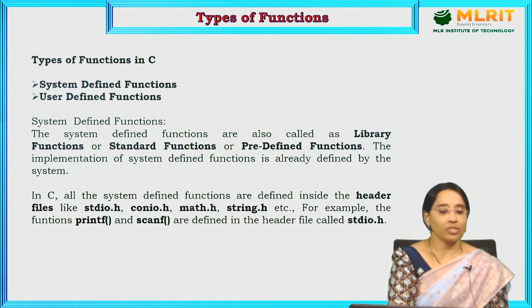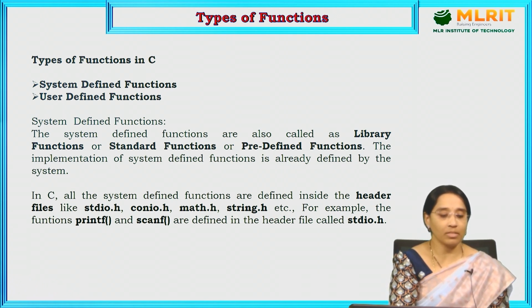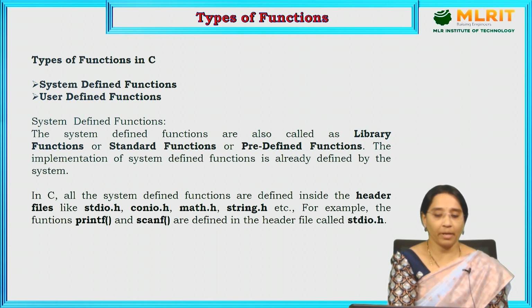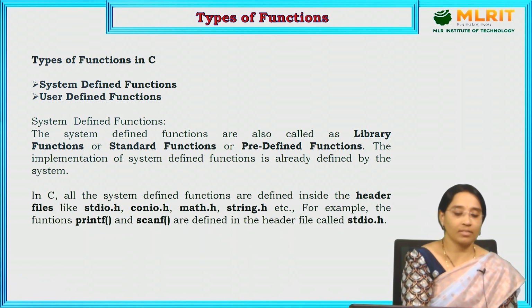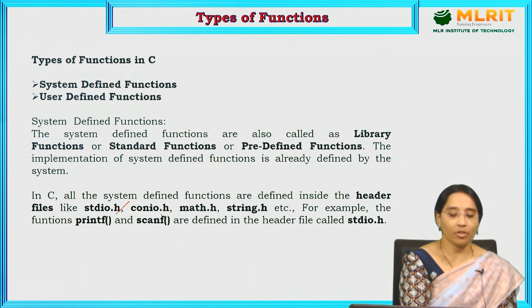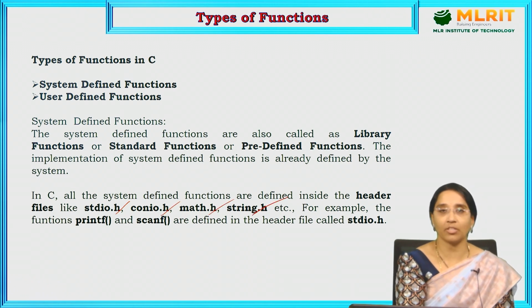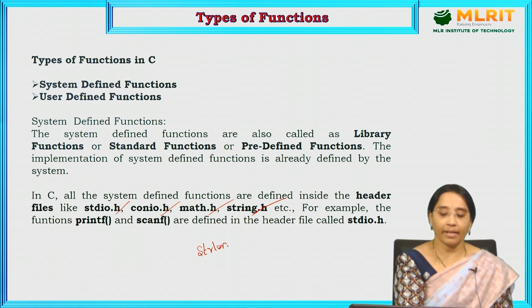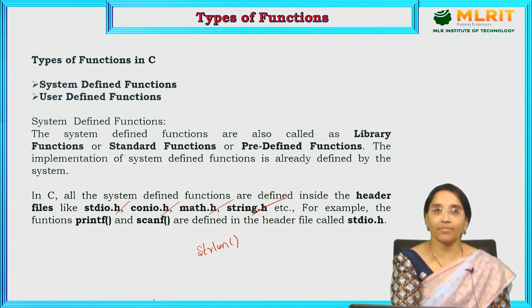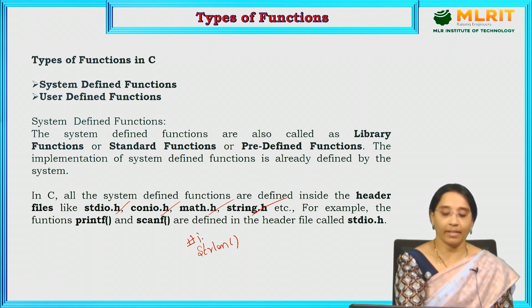Types of functions: system defined functions and user defined functions. System defined functions are also called library functions, standard functions or predefined functions. The implementation of system defined functions is already defined in the system, as I have explained earlier. These come from stdio.h, conio.h, math.h, string.h. If you want to use any string handling functions in your program, for example to calculate the length of a string, you can use the function strlen by simply writing #include string.h header file.